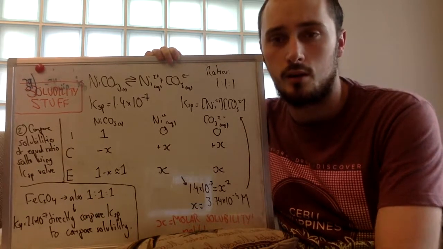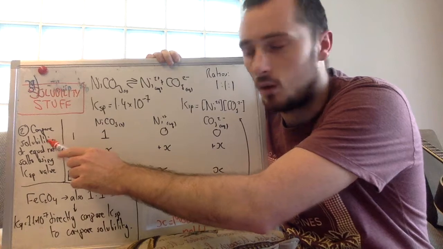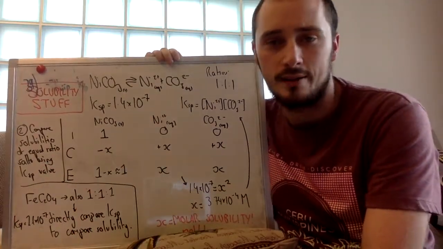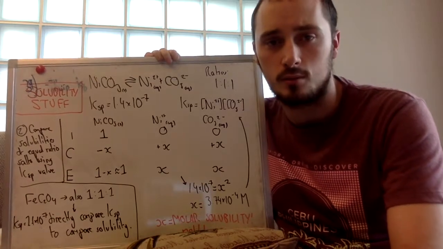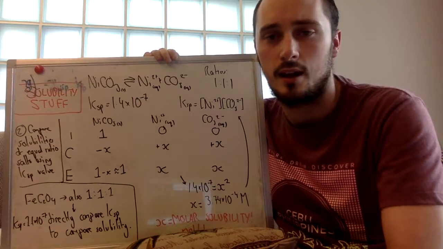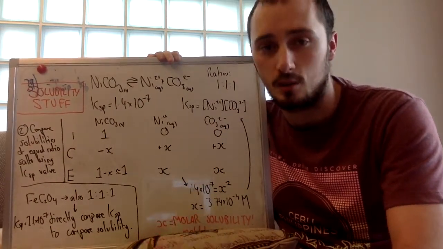Another thing you're going to have to do for the AP exam is to compare the solubilities of equal ratio salts using KSP values. What that means is that if you have 2 or 3 salts where the ratios of their ions are the same, just by looking at their KSP values, can you know which one is more soluble or less soluble?